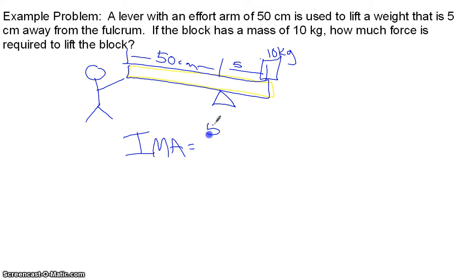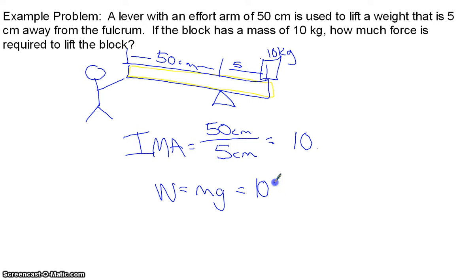Okay, so again, the ideal mechanical advantage, and we're assuming this is a perfect lever because it doesn't say anything else, is 50 centimeters divided by 5 centimeters. So ideally, we can lift 10 times the force here. It's a 10 kilogram block, so the weight of that block is equal to mg, so it equals 10 kilograms times 9.8 meters per second squared. So that equals 98 newtons.